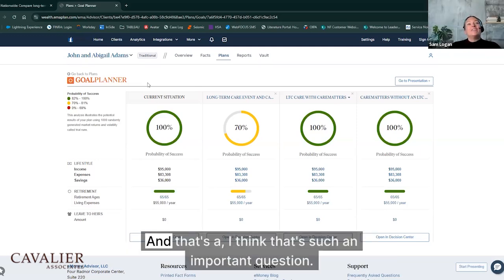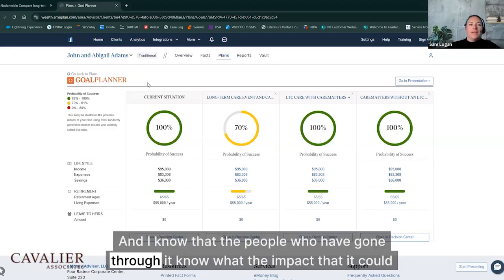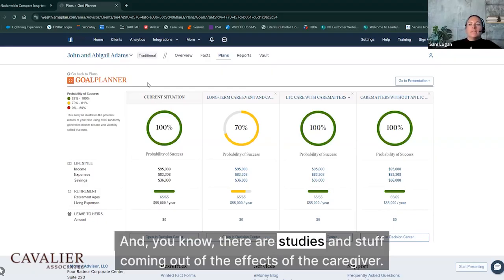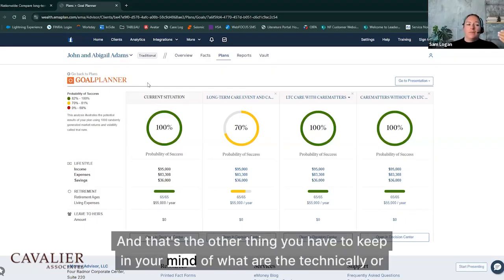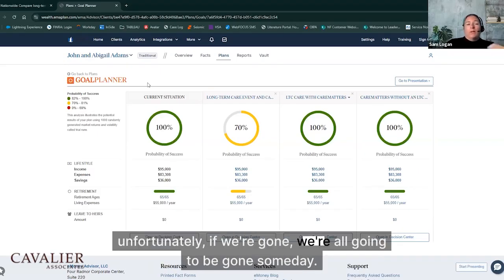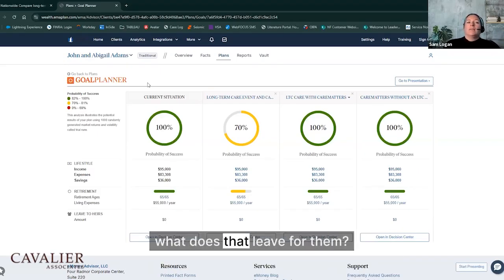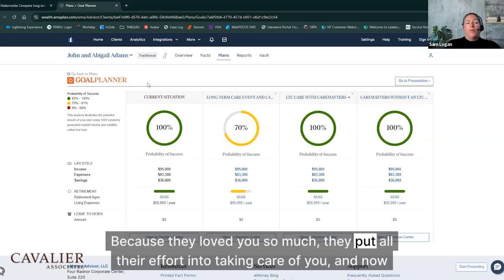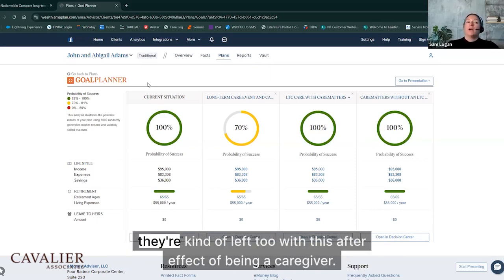Right. And I think that's such an important question. And I know that the people who have gone through it know what the impact could be. And there are studies coming out on the effects on the caregiver. That's the other thing you have to keep in mind: what are the potential long-term effects on that caregiver once you're gone? Unfortunately, we're all going to be gone someday. What does that leave for them? Because they loved you so much, they put all their effort into taking care of you, and now they're left with this after-effect of being a caregiver.